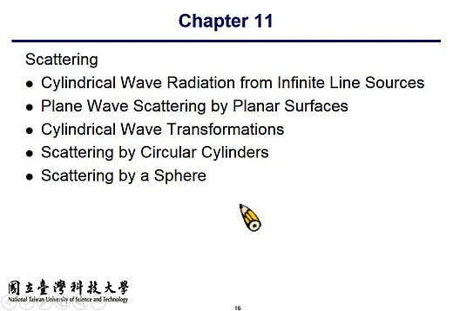And in chapter 11, we will discuss the scattering properties from, say, cylindrical objects or spherical objects. This is an important aspect when you look into the radar cross-section of targets. I mean, what happens when electromagnetic waves hit particular objects.